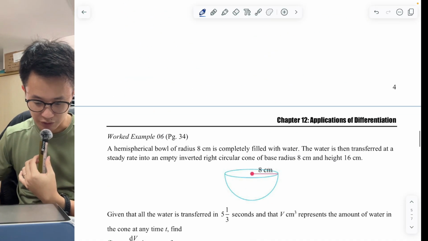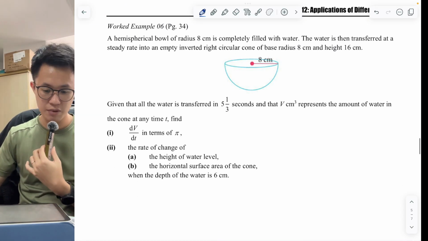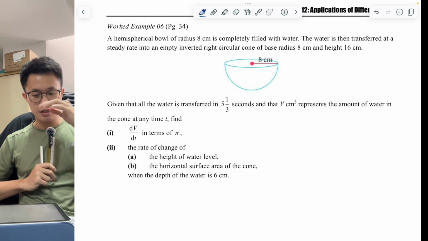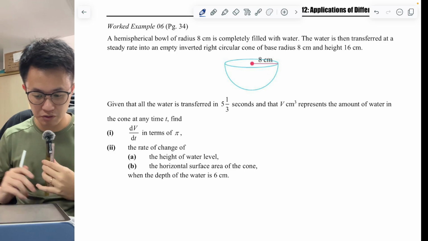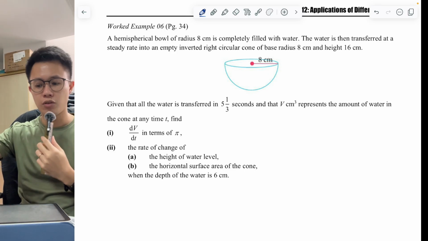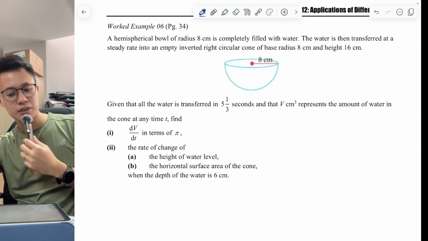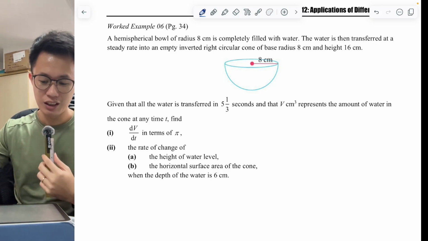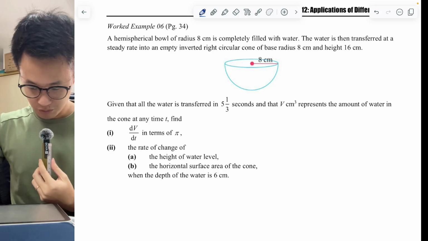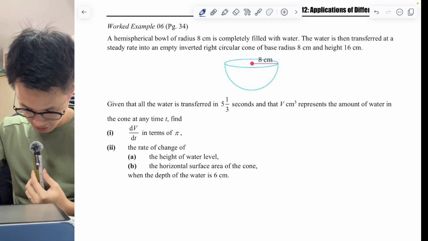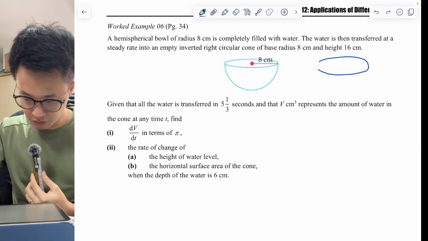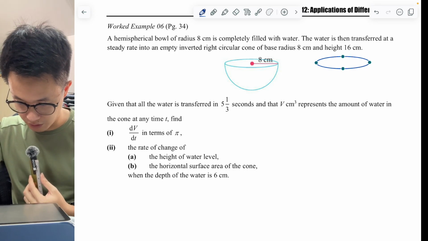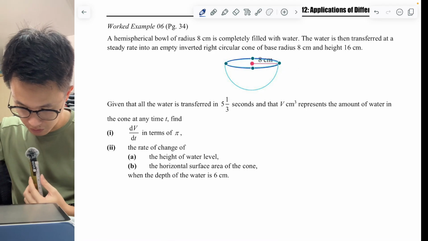Now we move on a little bit tougher one, which is something like a hemisphere. Right? In this case, we have a hemisphere that is completely filled with water with a radius of 8 cm. And then we have water that is transferred at a steady rate into an empty inverted right circular cone. Wow, there's a lot of things here. But what is essentially going on is that there is water filled in that thing over there. Okay, I'm just going to use the same thing.